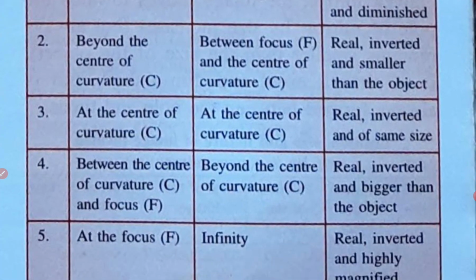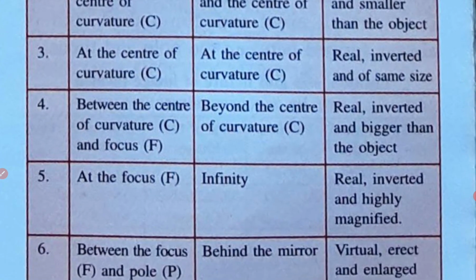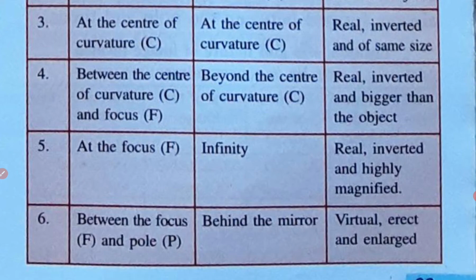Number 2, beyond the center of curvature. When the position of the object was beyond the center of curvature, the image was found between the focus and the center of curvature. It was real, inverted and smaller than the object. Number 3, when the object is kept at the center of curvature, the image is also formed at the center of curvature, that is real, inverted and of same size.